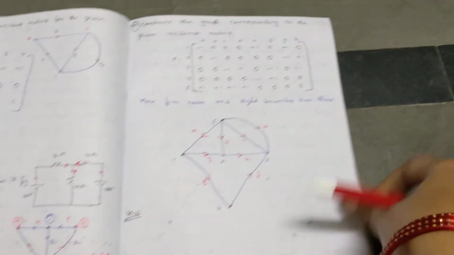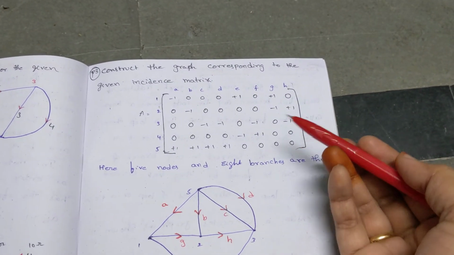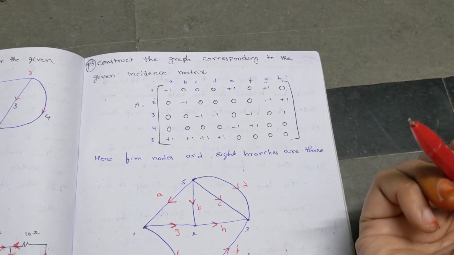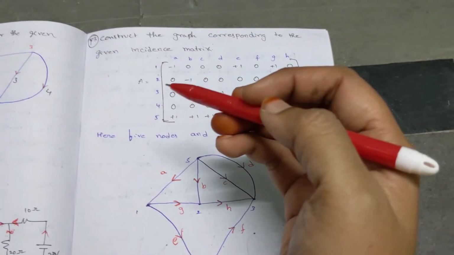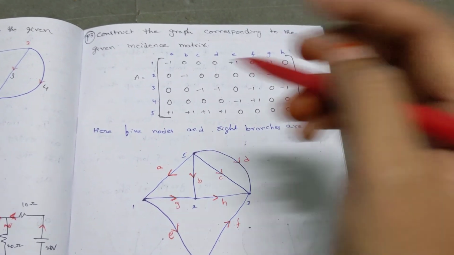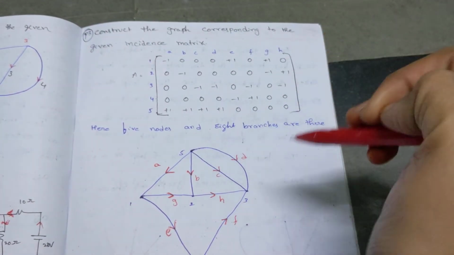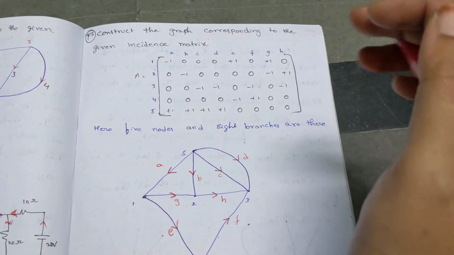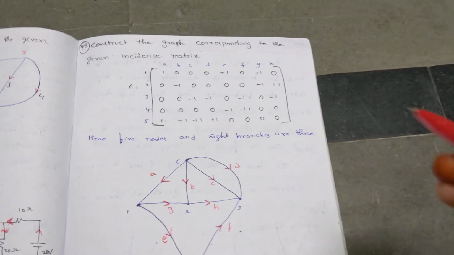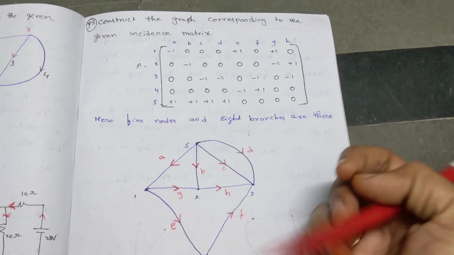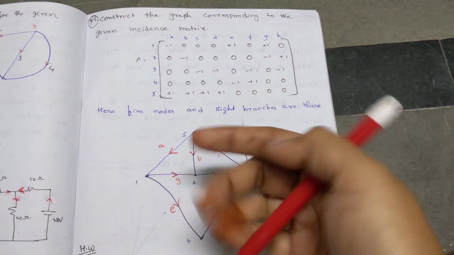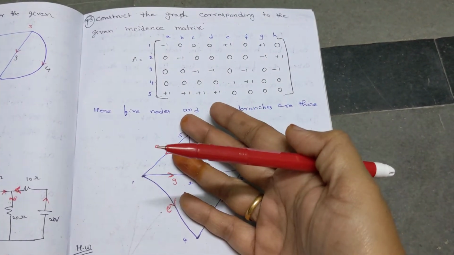In a similar fashion, if we are having any incidence matrix, how are we going to draw the graph? The arranging of the nodes is as you wish. There is no compulsion for this same incidence matrix that the graph should be like that. The way of arranging is as per the student's wish. For my convenience, I am just assuming 1, 2, 3, 4 and 5. That means 4 is the bottom node and 5 is the top node.